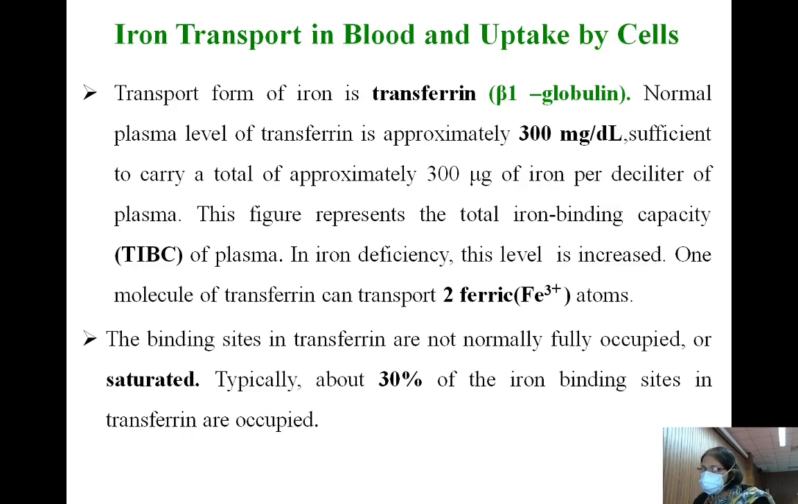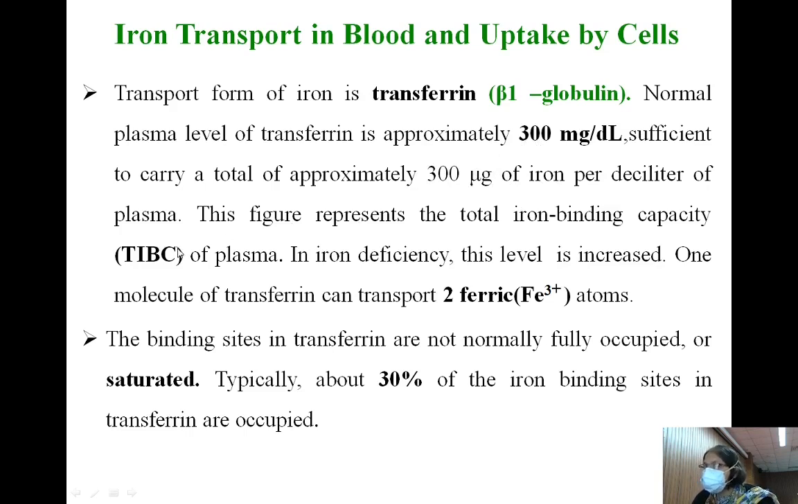Indirectly again we can tell, iron binding capacity is the amount of the iron per deciliter of the plasma that is combined with the transferrin binding sites, the bound form of the iron per deciliter of the plasma, like that we can say. Because whenever this 300 milligram per dl transferrin carries approximately 300 microgram of the iron, obviously this iron will be definitely bound with the transferrin.